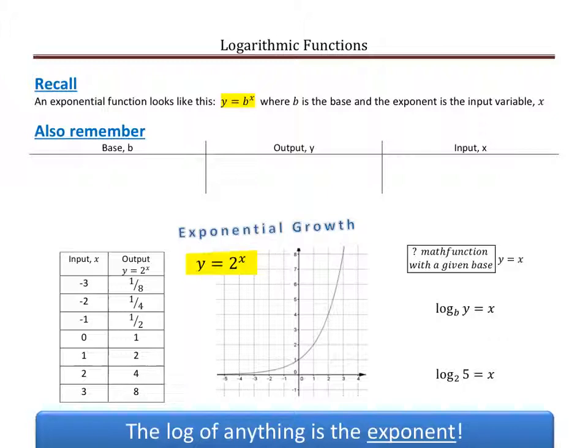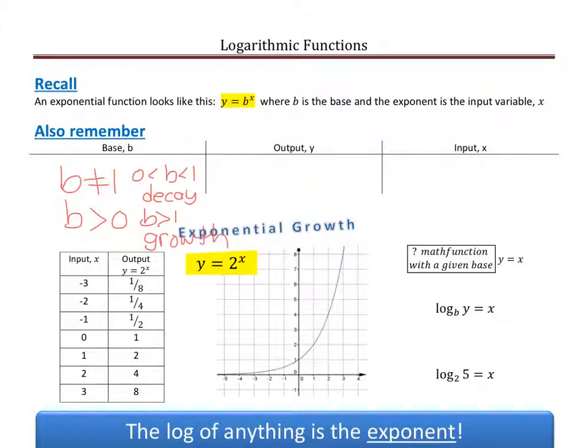We saw that the base cannot equal 1, otherwise that turns into a linear function, not an exponential function. And we saw that the base had to be greater than 0. If it were a negative number, it did not yield a function at all, let alone an exponential function. And I guess we should say that when we had a base that was greater than 0 but less than 1, we had decay. And if we had a base that was greater than 1, we had growth. I guess we should write that.